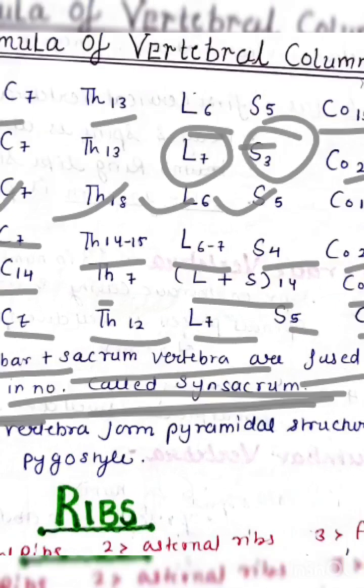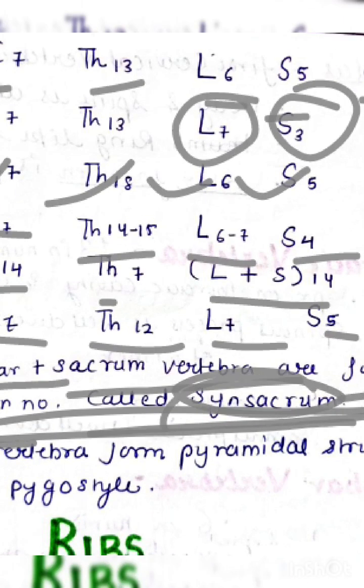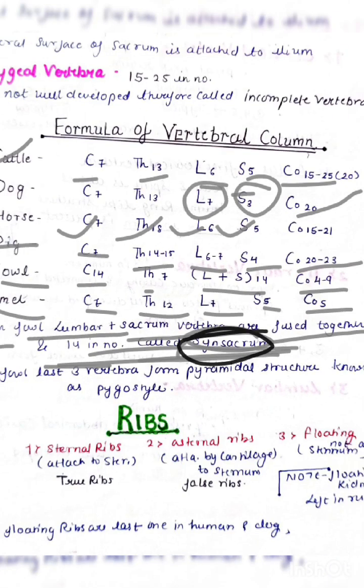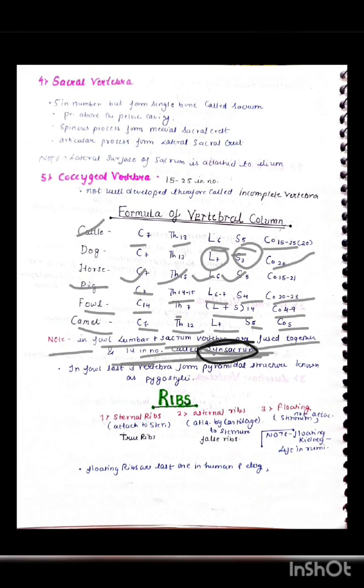So there is a note that in fowl the lumbar plus sacral vertebrae are found fused together and form 14 in number, known as the synsacrum. So this is the synsacrum present in the fowl. All the lumbar and sacral vertebrae are fused together and form 14 in number, which is known as synsacrum. In fowl, the last 3 vertebrae form a pyramidal structure, which is known as the pygostyle. So you have to learn that it is known as pygostyle.